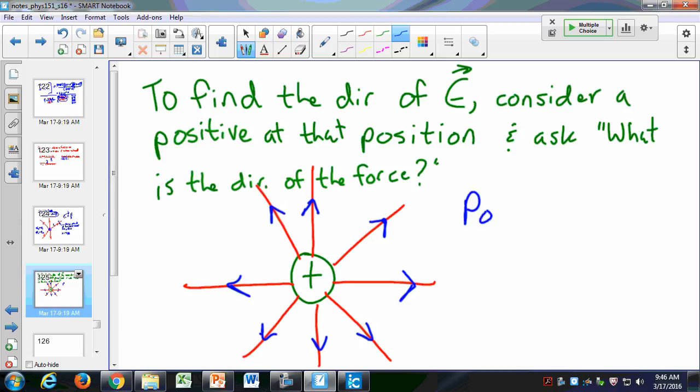So positive particles feel a force in the direction of the electric field.